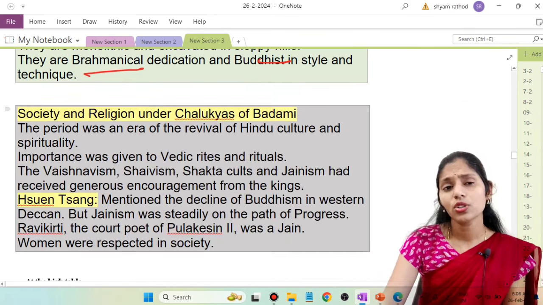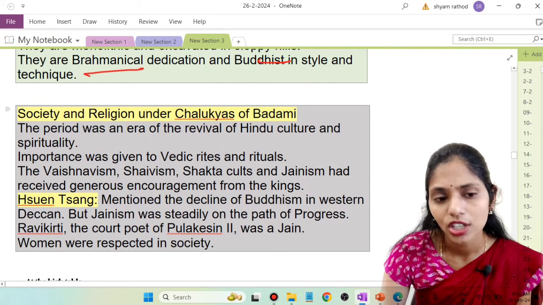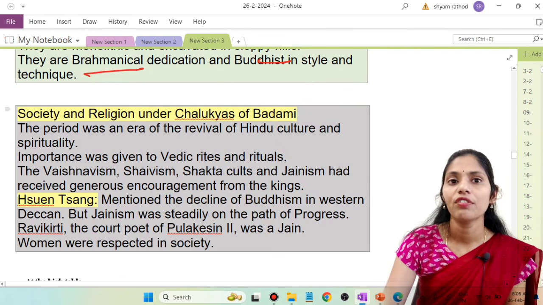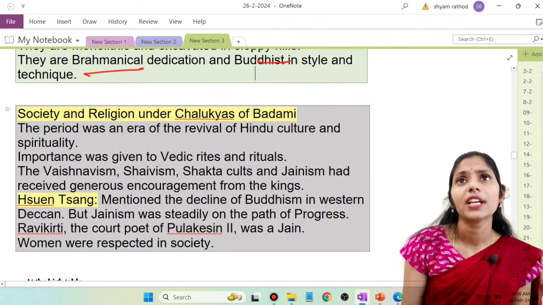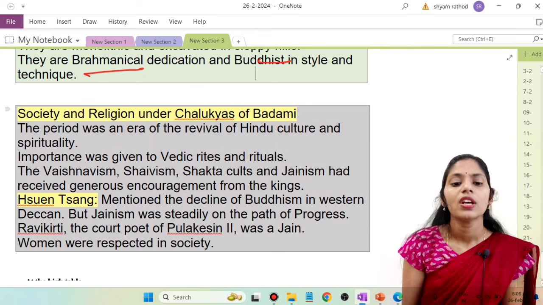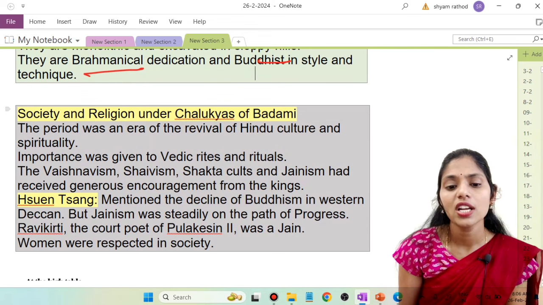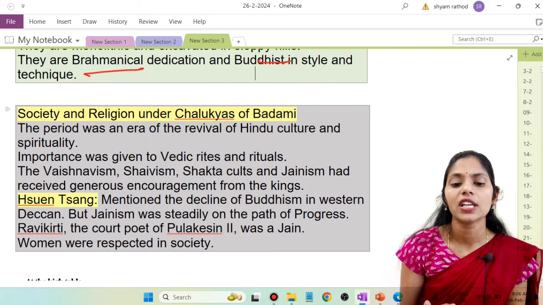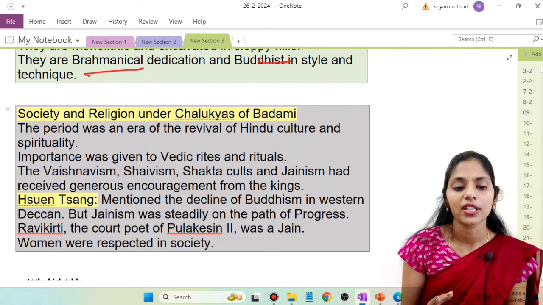If we talk about society and religion under the Chalukyas of Badami, the period was an era of revival of Hindu culture and spirituality. Especially they propagated Vaishnavism, Shaivism, the Shakti cult, as well as Jainism. Huen Tsang mentioned the decline of Buddhism in the western Deccan region, but Jainism was steadily on the path of progress. That is the main point.